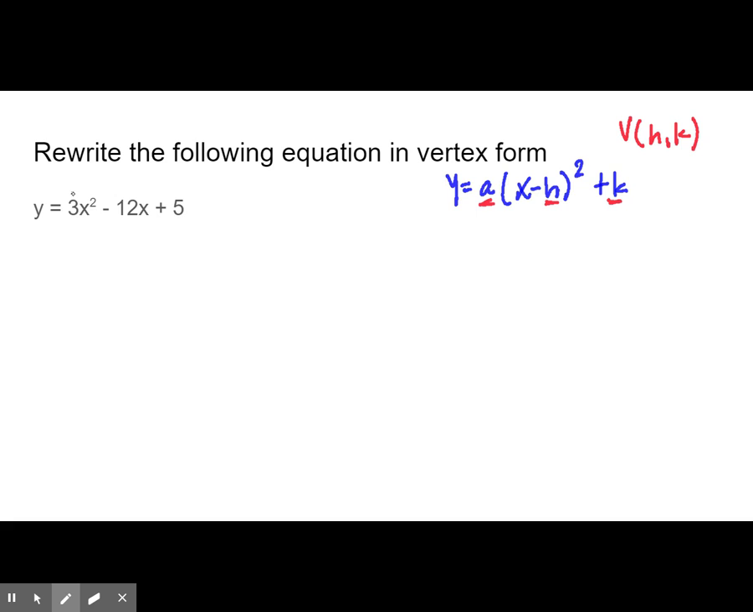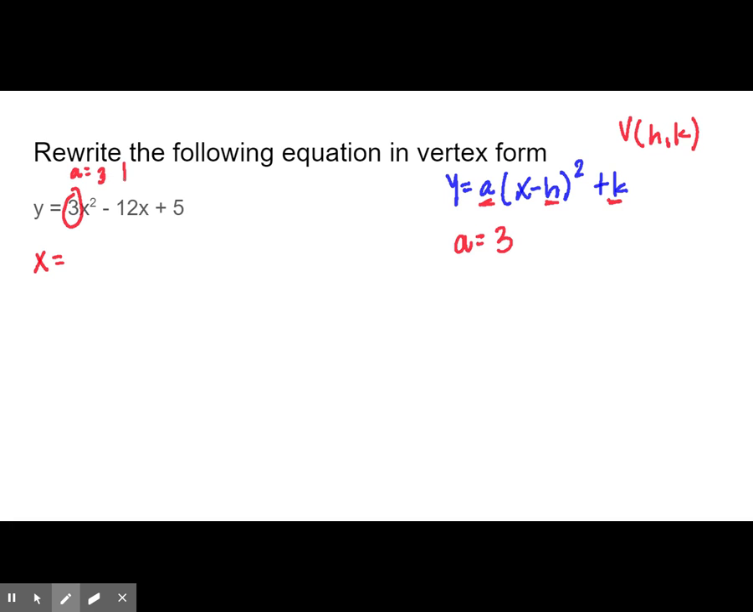Now, the a value is already given to us. It's the same a value from standard form. So we already know that a is equal to 3, but we have to find the h and k value. We have to find the vertex. So to find the vertex, remember we have to find the axis of symmetry, or the x value of the vertex to start with, which is x equals negative b over 2 times a.